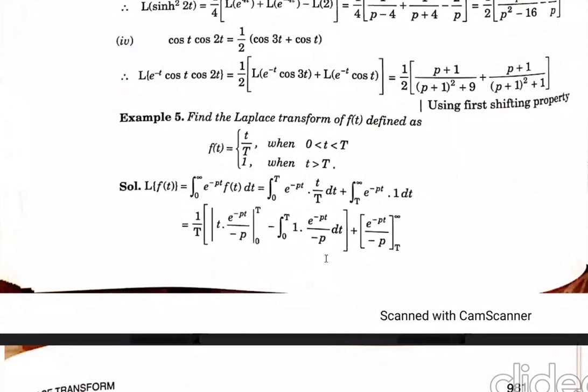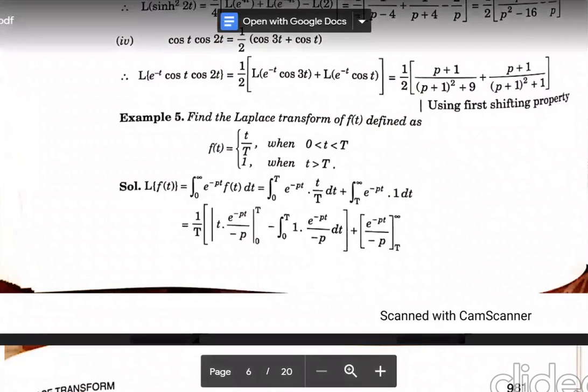Now see, the next one is the second shifting property. Here, find out the Laplace transform of f of t, defined as this one. So here this is the second shifting property. So what is f of t, small f of t? That is t by capital T when the value of t is less than T and greater than 0, and the value of this f of t will be 1 if t is greater than T.